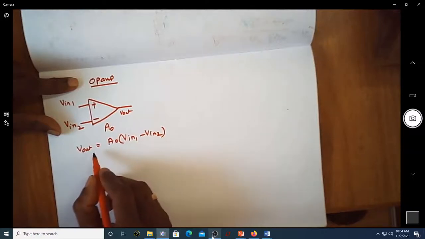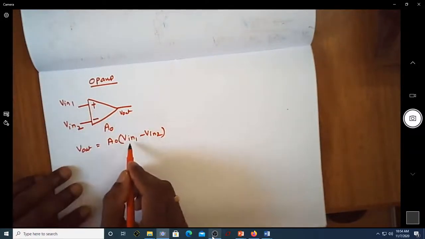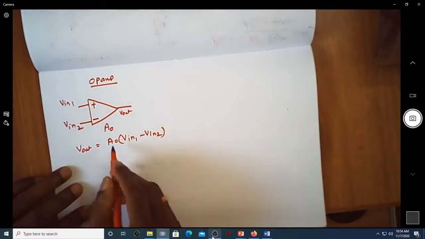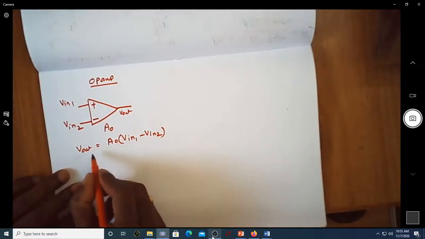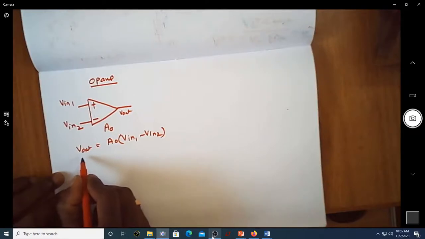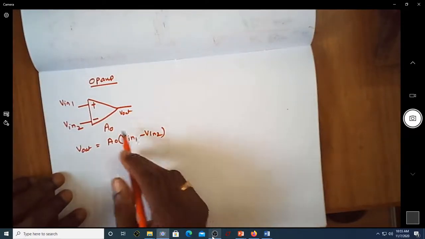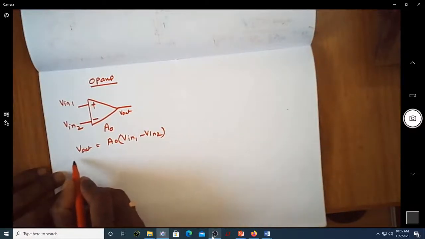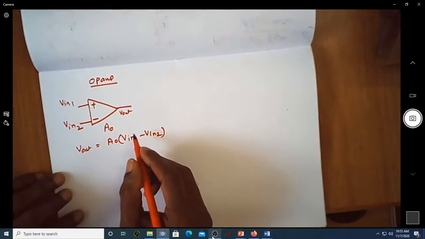So now the output is given by the open loop gain multiplied by the difference between the non-inverting input and the inverting input. So it is A0 times V in 1 minus V in 2. So this is the expression for the output voltage in terms of open loop gain and the difference of the two inputs, that is V in 1 minus V in 2. So using this, we will try to see different applications of this op-amp.